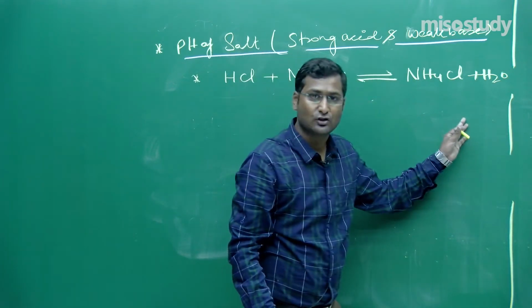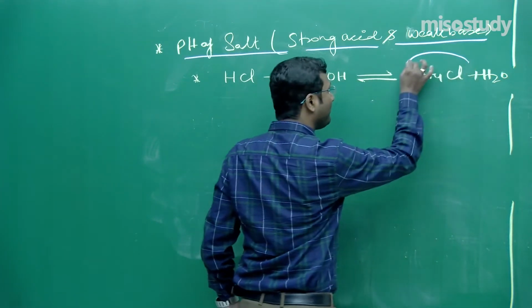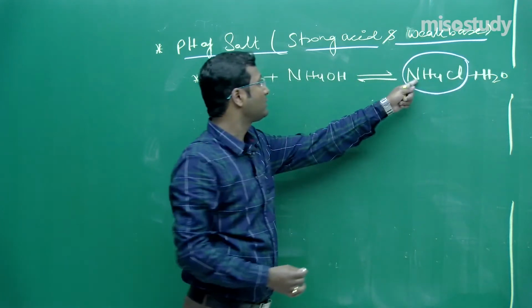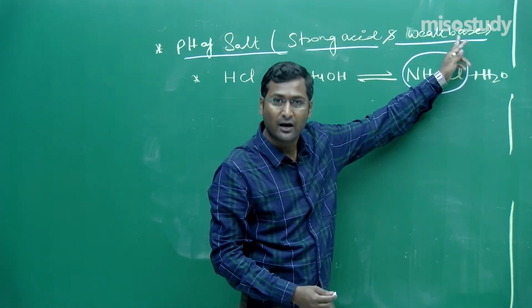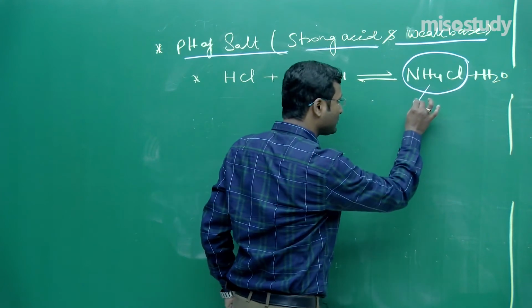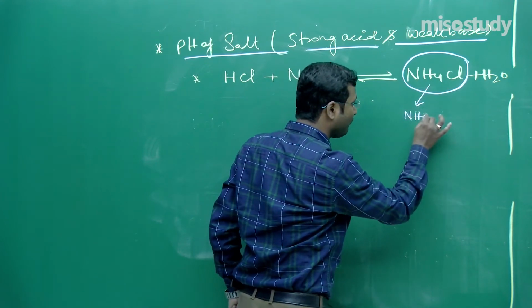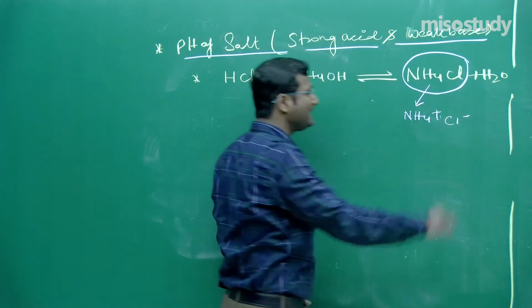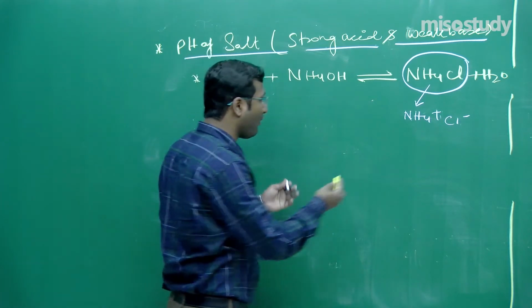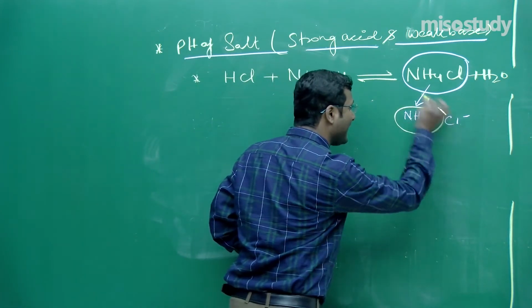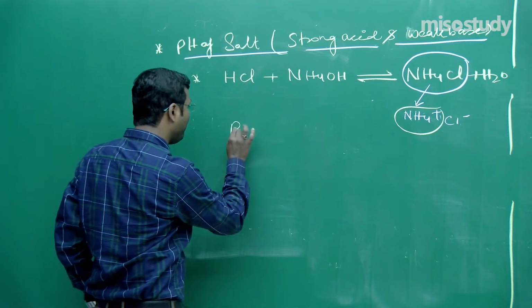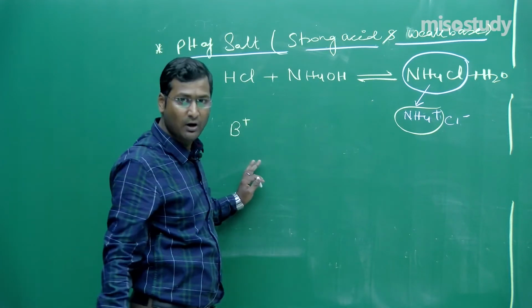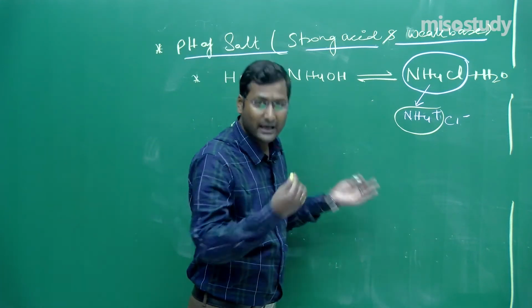NH4Cl plus H2O. We have to find the pH of this salt because it comes from a strong acid and a weak base. As we know, it dissociates like this: NH4 plus and Cl minus. In symbolic form, we can write NH4 plus as B plus. This is a symbolic form.